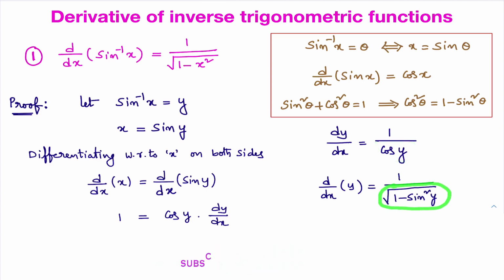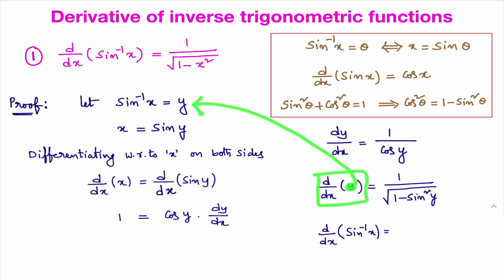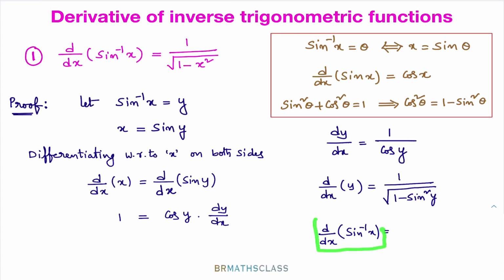What I am trying to say, cos y can be written as square root of 1 minus sin square y by using trigonometry formula. Okay, you see here d by dx of y. What is y? Y is sin inverse x. In the beginning, I taken sin inverse x as y. So what I'll do, in place of this y, I'll write sin inverse x like this. You please look here. D by dx of y is there now. In this, in place of y, I written sin inverse x. So left hand side what I got? D by dx of sin inverse x equal to 1 divided by square root of 1 minus sin square y.